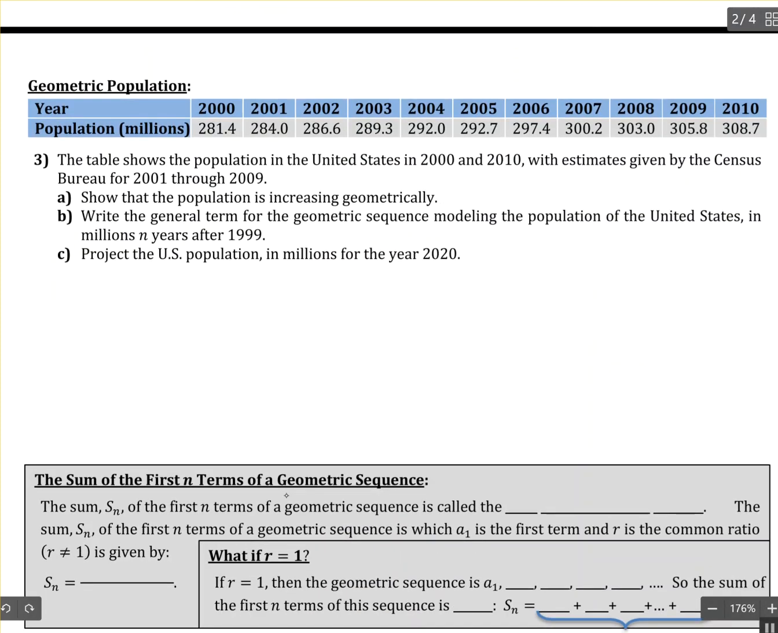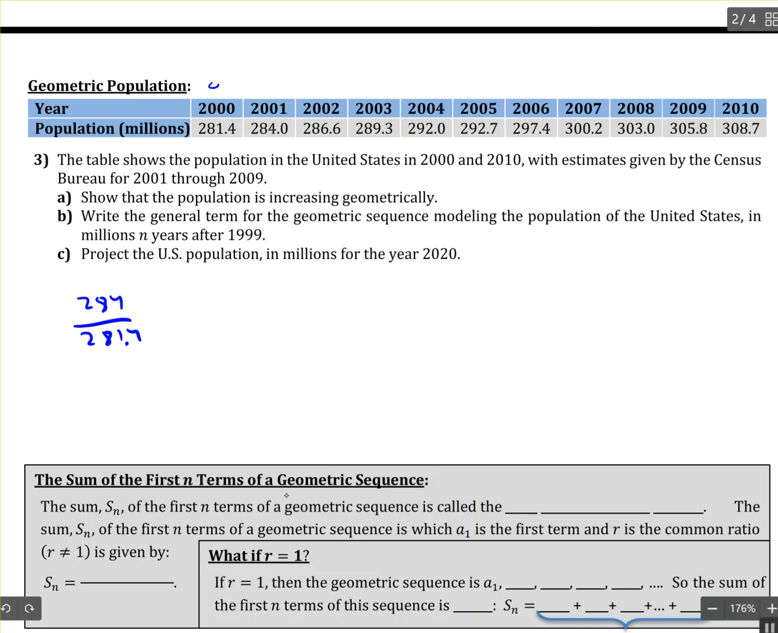Geometric population. The table shows the population in the United States in 2000 and 2010, with estimates given by the Census Bureau for 2001 through 2009. Show that the population is increasing geometrically. There are a couple different ways we could think about this. What we could do is take, say, from 2001, divide and take our number from 2000.